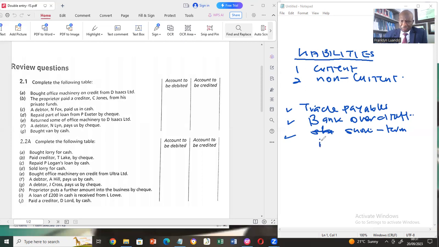Short-term bank loans. Short-term bank loans are also current liabilities. And then we have amounts owing.